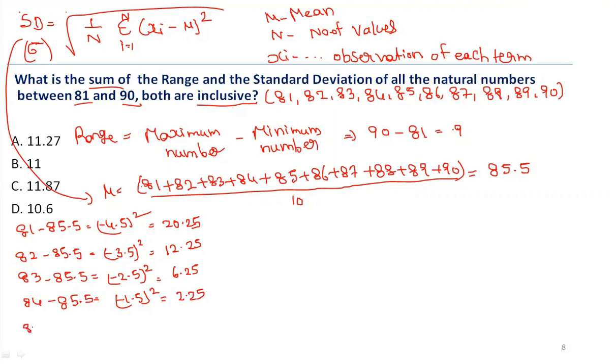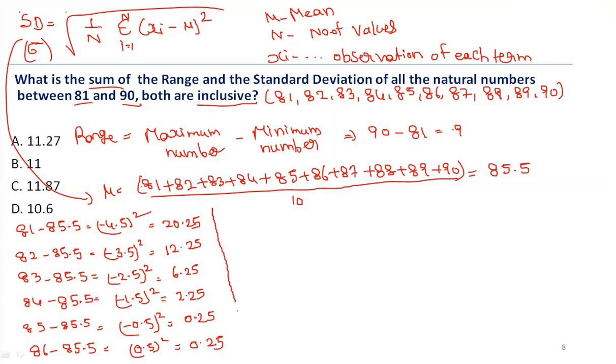Okay. And the next value, 85 minus 85.5. So this is nothing but minus 0.5. Minus 0.5 whole square is equal to 0.25. Okay. And the next value, 86 minus 85.5. Okay. 86 minus 85.5 means it is nothing but a positive value of 0.5. Positive value of 0.5 square means that is equal to 0.25.